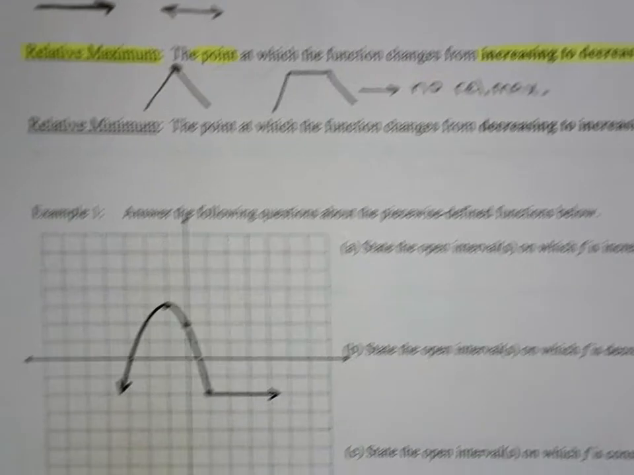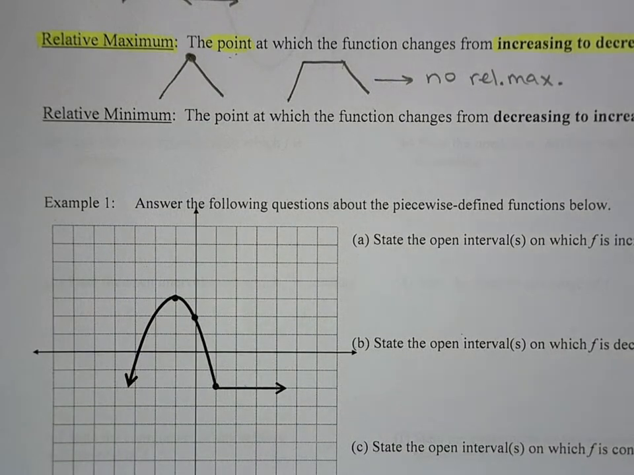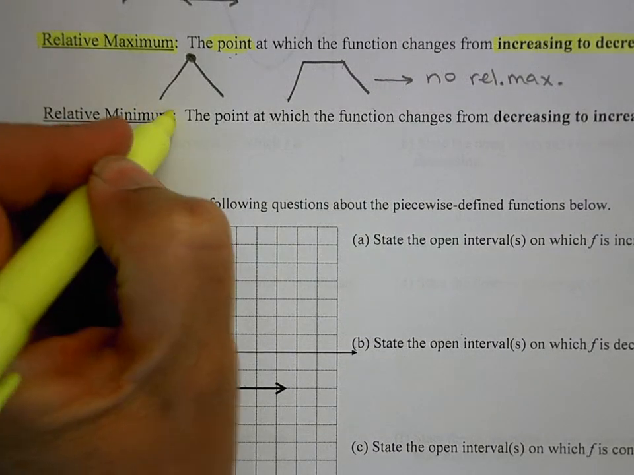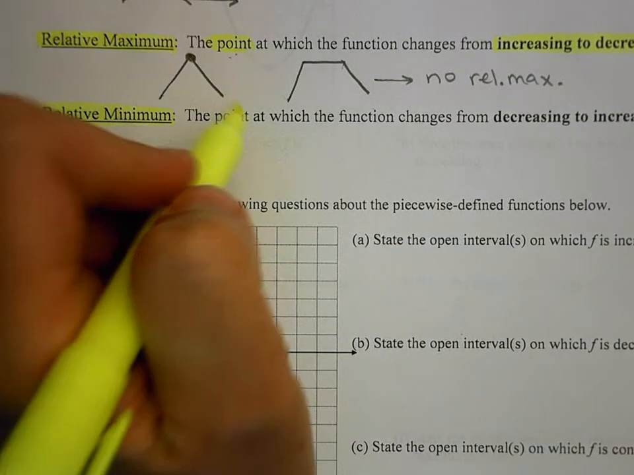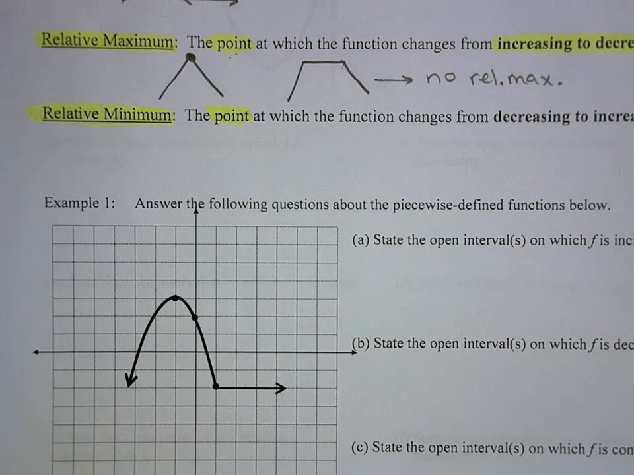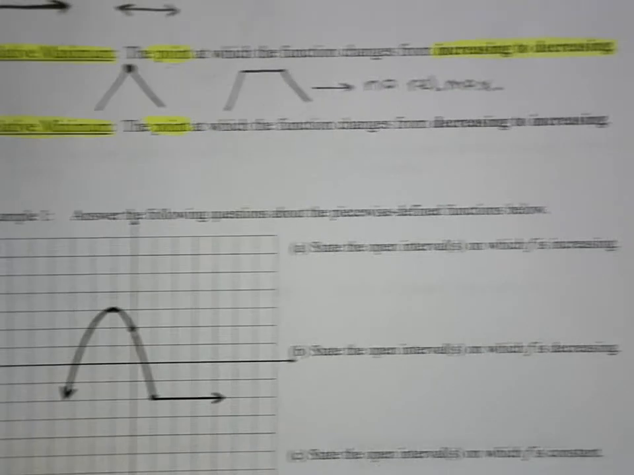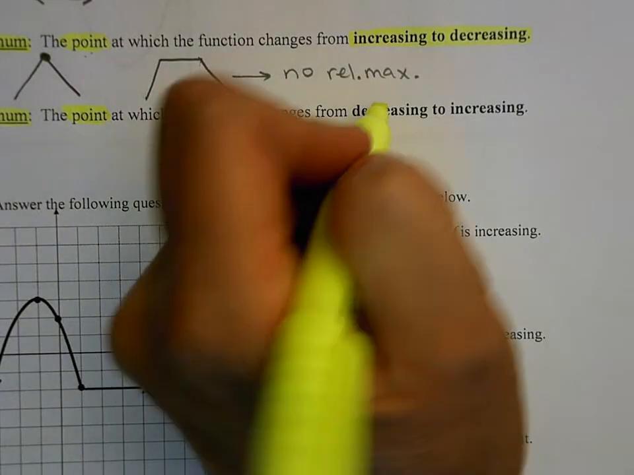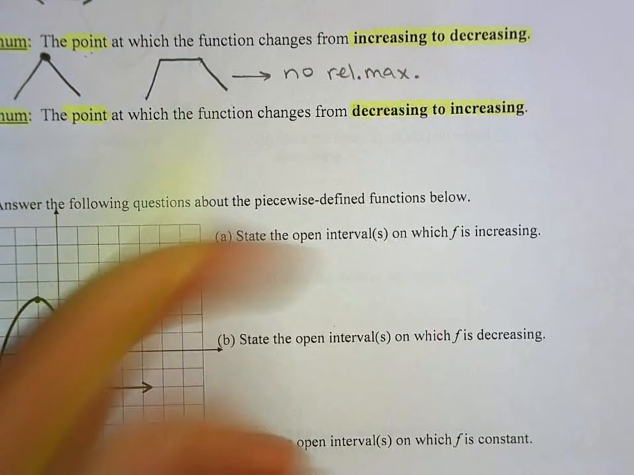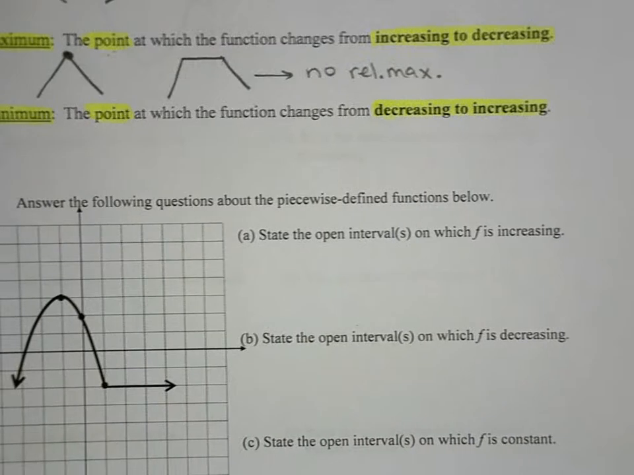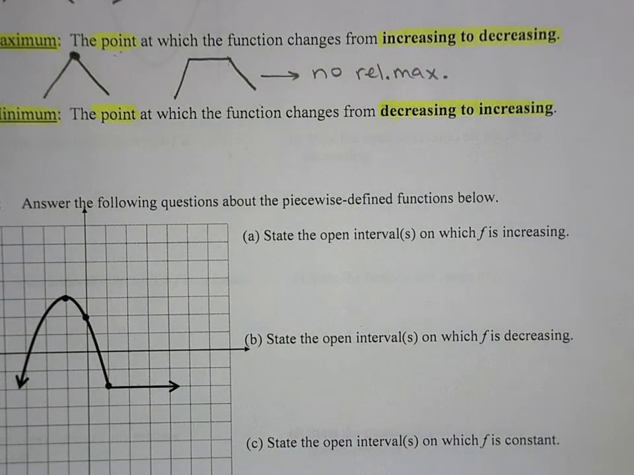All right, and then relative minimum. So let's take a look at our last definition here. So what does it mean for a graph to have a relative minimum? So again, it's going to be a particular point, right? One point, one moment in time, at which the function changes from decreasing to increasing. So the flip, right? So the reverse of our last definition. So it has to go from decreasing to increasing.